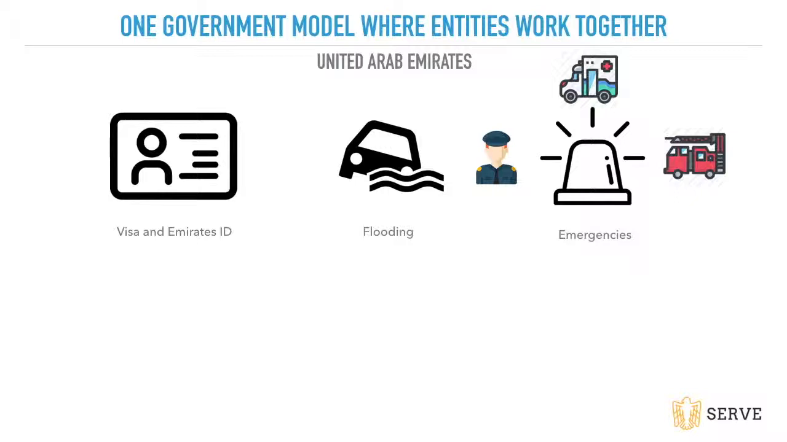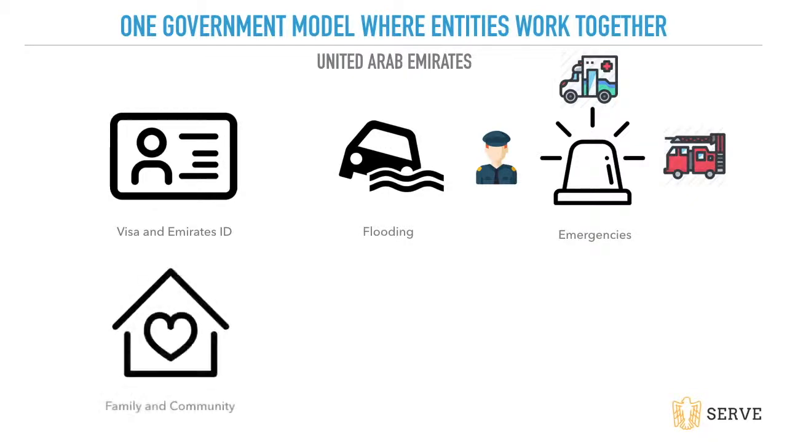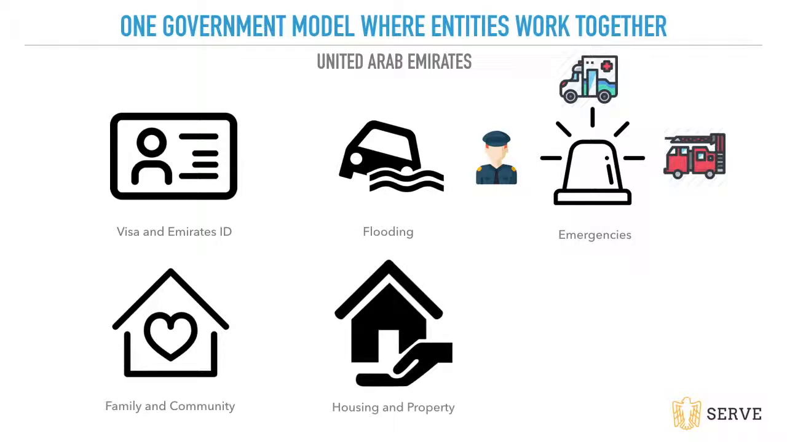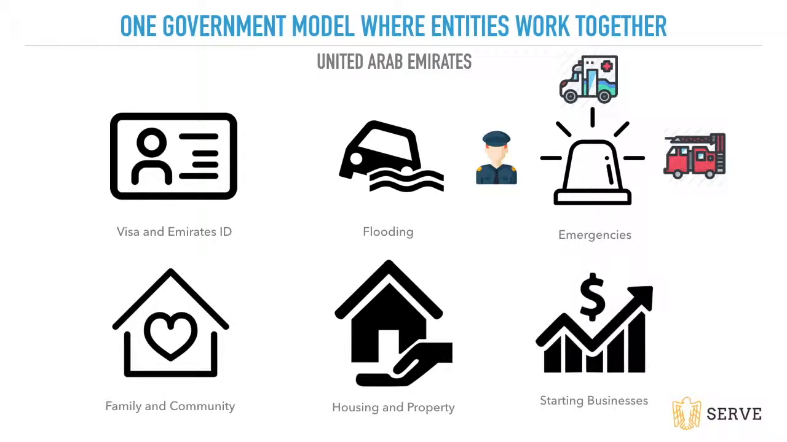Next, we have Family and Community Services, which includes marriage application. You can apply for this through the app within minutes. And then we have Housing and Property Services, which includes renting and owning. We also have Managing and Starting Business Services.